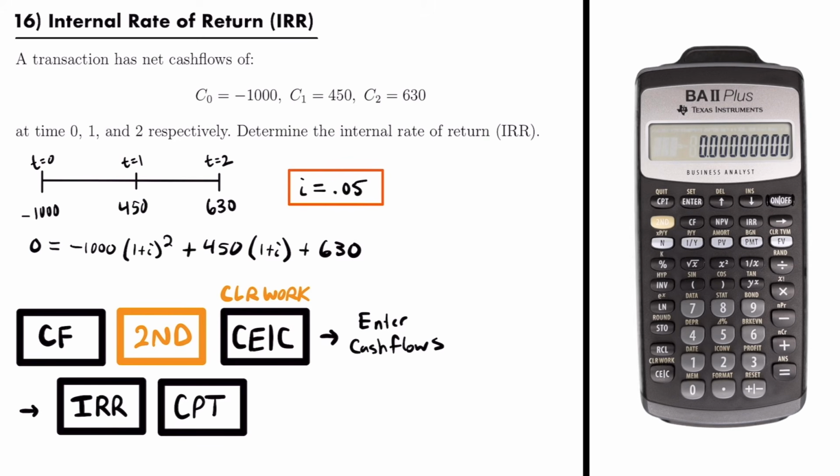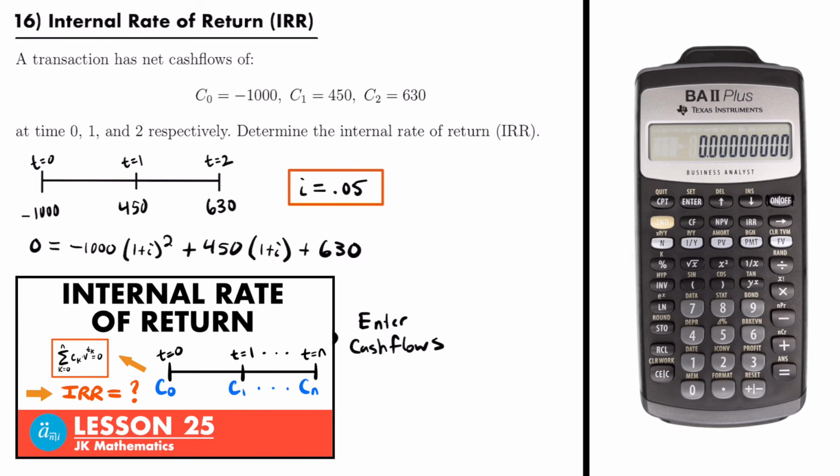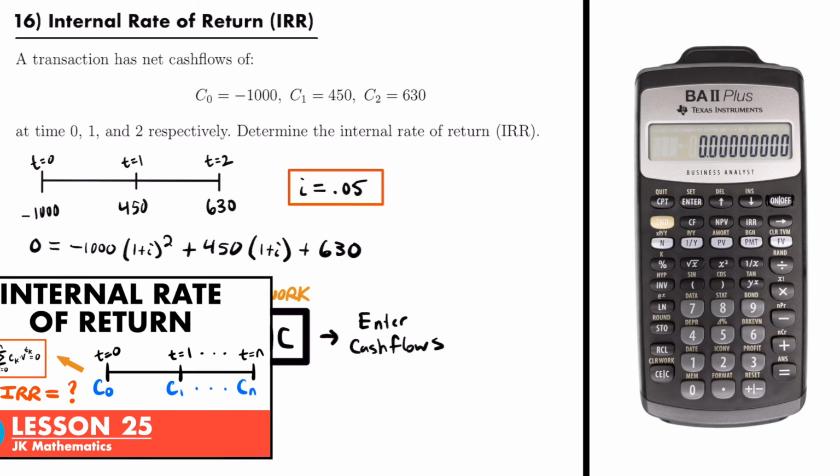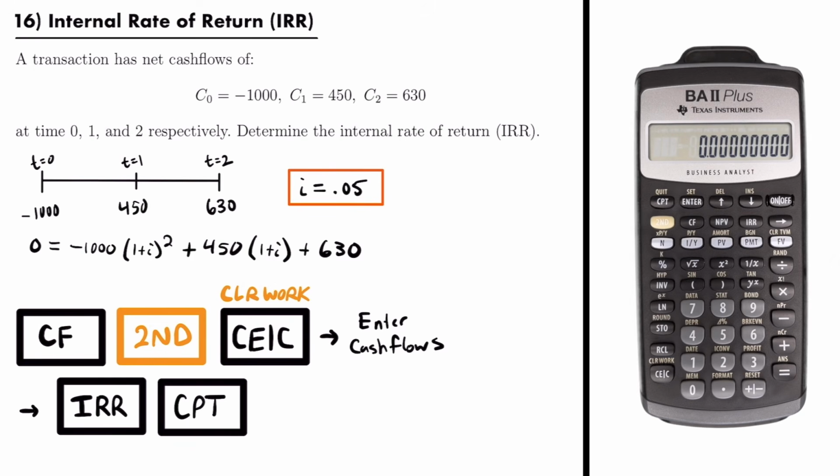Remember that calculating the internal rate of return deals with a transaction of net cash flows. Here I have an example from one of my videos where I talk about how to calculate the internal rate of return, at least by hand, but we're going to do it using the calculator here. We have a set of cash flows where C sub 0 is negative 1,000, C sub 1 is 450, and C sub 2 is 630, and each of those cash flows occurs at time 0, 1, and 2, respectively. Of course, we want to determine the internal rate of return for that series of cash flows.